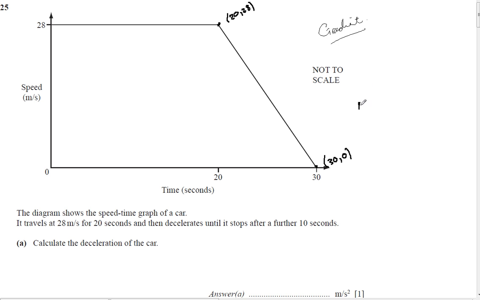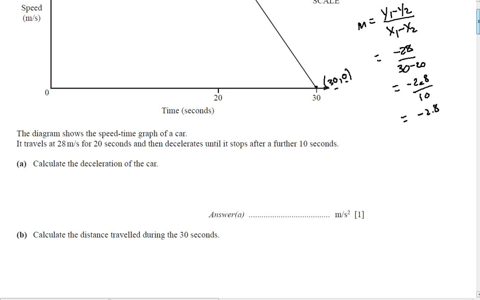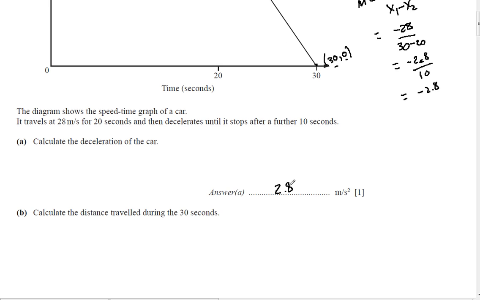So the gradient m is equal to y1 minus y2 over x1 minus x2. y1 we can take as 0, so 0 minus 28 is negative 28, over 30 minus 20. Sorry, negative 28 over 10, which is equal to negative 2.8. So the deceleration is 2.8 meters per second squared.